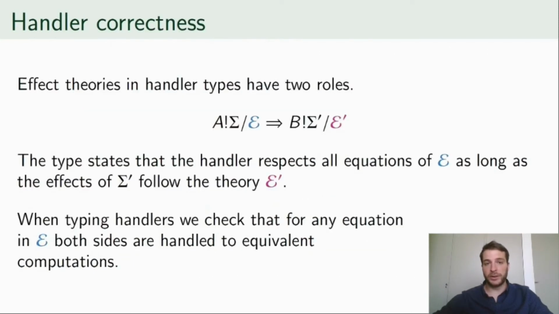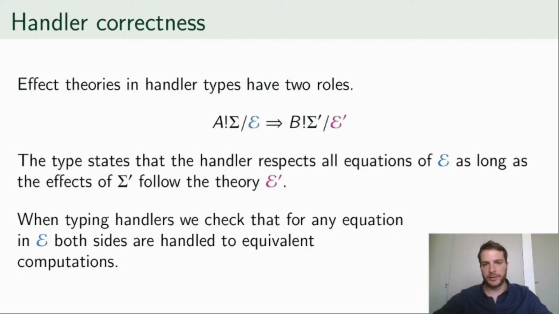And when implementing effect behavior with handlers, we of course need to be mindful of the effect theory that we're working in. The handler type informs us about the kind of computations that the handler is used for and what the resulting computation type is. Since two computation types are involved, equations occur in two spots. The E on the left sets the requirements for the implementation, and E prime on the right states the theory of the outgoing type.